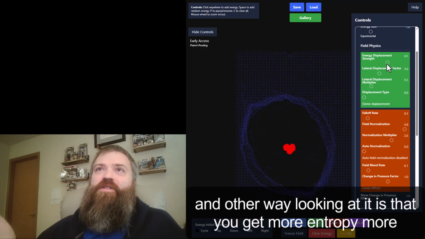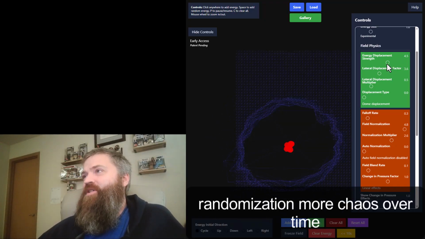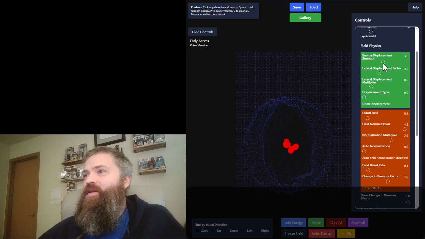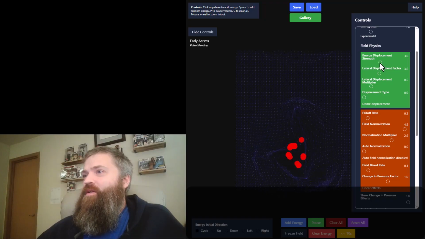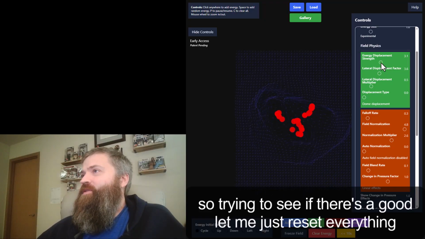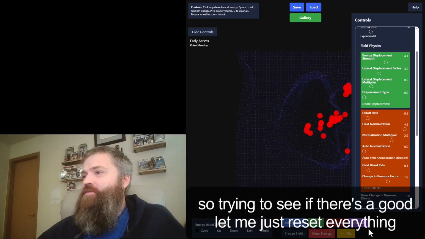Another way of looking at it is that you get more entropy, more randomization, more chaos over time. So I'm trying to see if there's a good... Let me just reset everything.